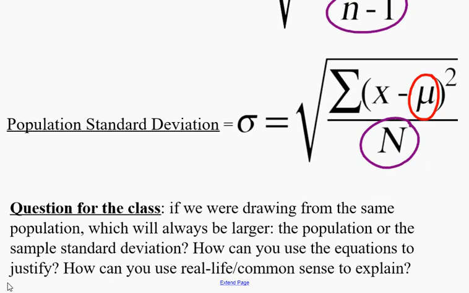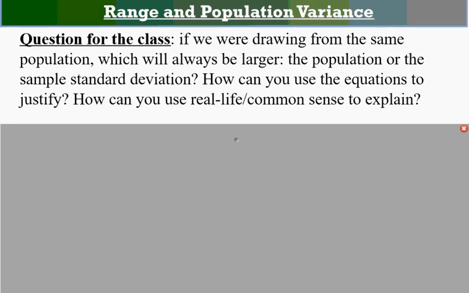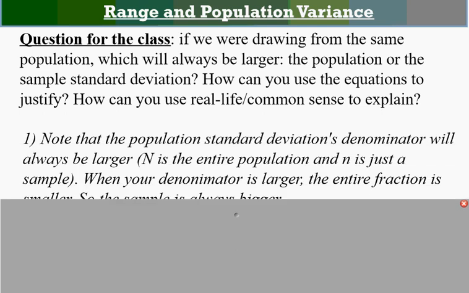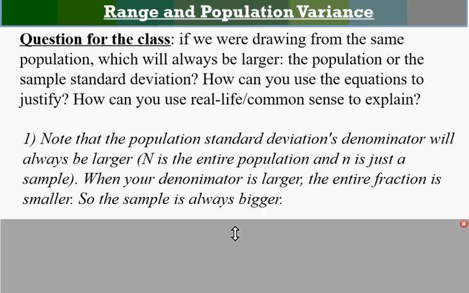Question though for you, if you were drawing from the same population, which will always be larger, the population or the sample standard deviation? How can you look at the equations for these and justify? How could you use some real life common sense to explain? So you can actually look at the equations or use some real life common sense. If you look at the equations, you'll notice that the population standard deviation's denominator is always going to be bigger. So because it's the entire population, when your denominator is larger, the entire fraction is smaller. So the sample standard deviation is always going to be bigger.